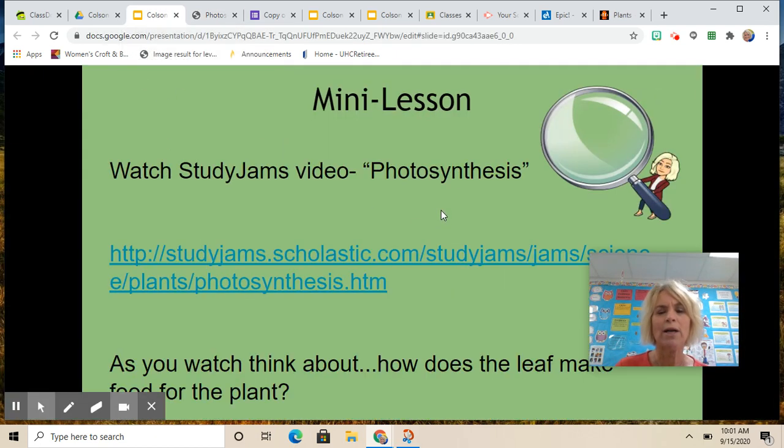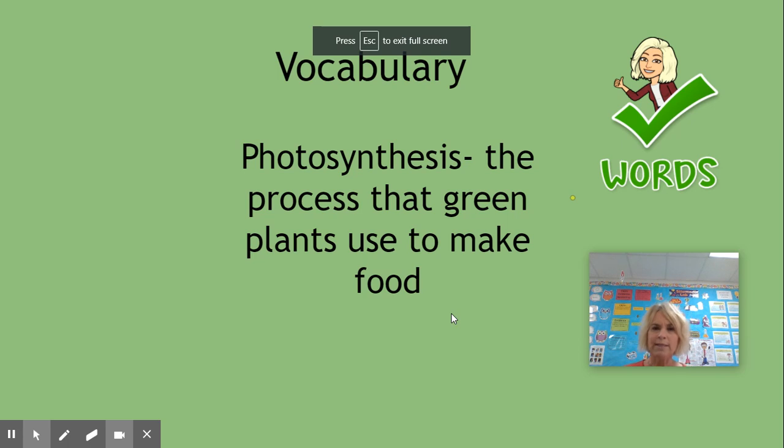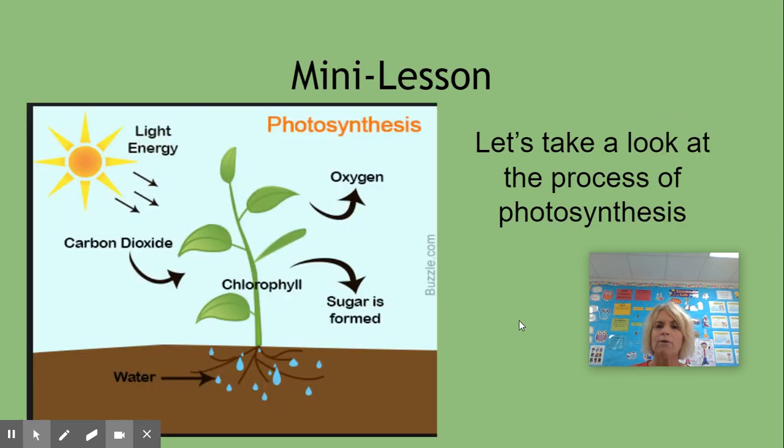Okay, so now that you've watched the photosynthesis video, let's review some things. Very important word today, photosynthesis. Photosynthesis is the process that green plants use to make food. It's a process. There's multiple steps involved in the plant making food. So you remember from the video that we talked about some of these words. Let's take a look at the process of photosynthesis.